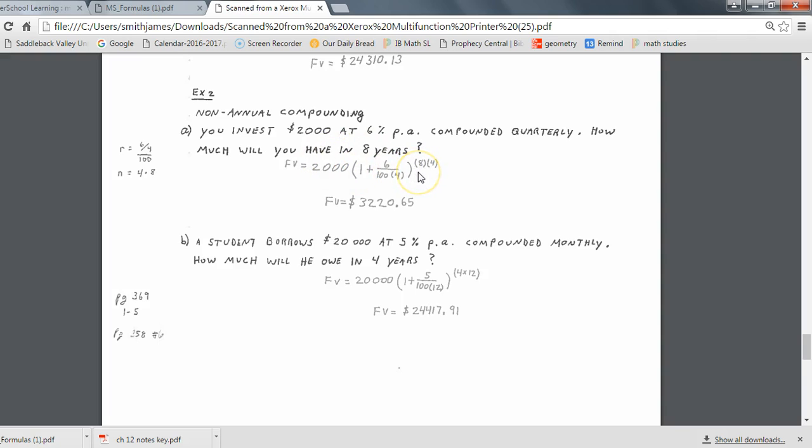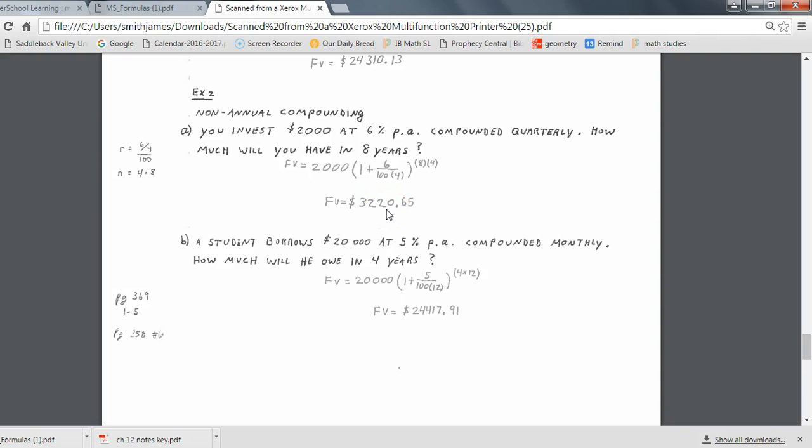And again, if you're going to try this in your calculator, which I hope you do, because a lot of times people get the setup right and do the calculator wrong. So give this one a try. If you're having a hard time, here's what I would do. I would start out by doing 6 divided by 400, hit enter, add 1, hit enter, raise that answer to the 32nd power, hit enter, and then multiply times 2000. And that should give you your future value.